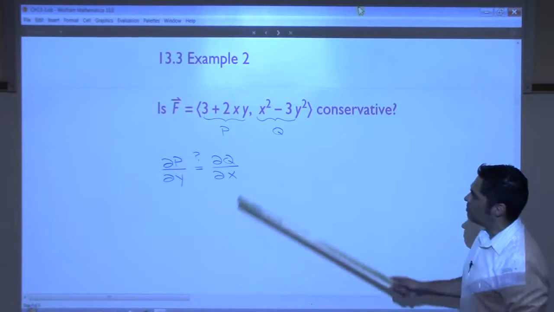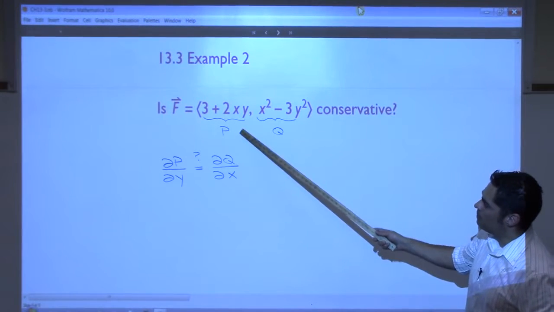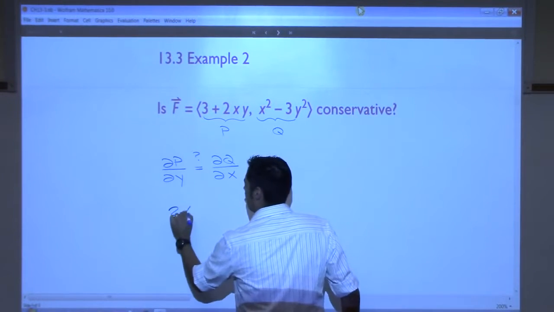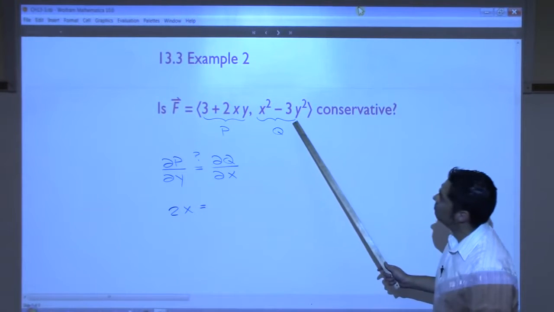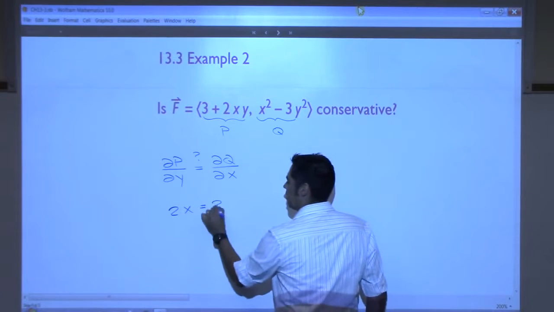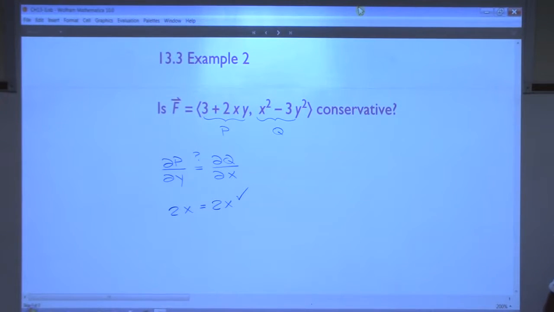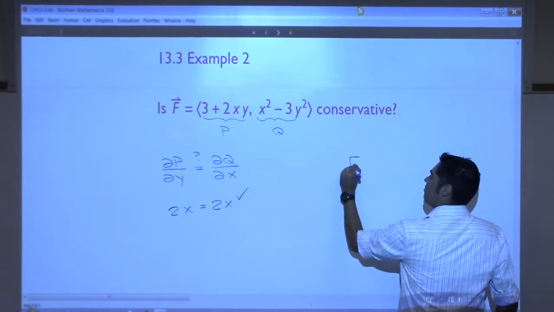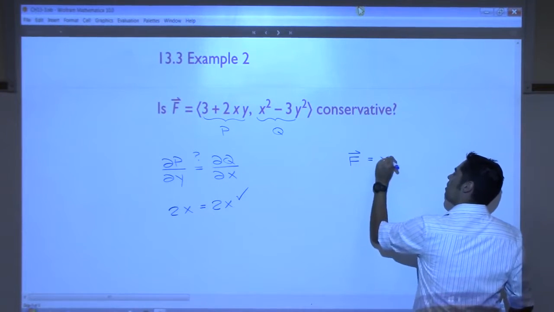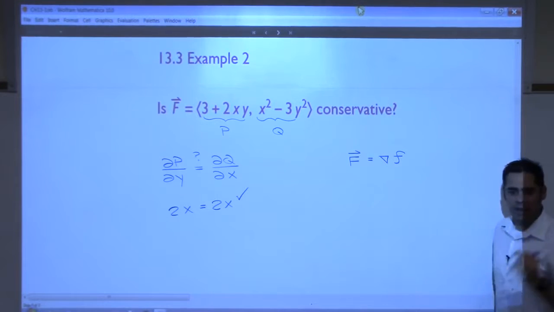Well, what's the partial of P with respect to Y? 2x. What is the partial of Q with respect to X? 2x. These are the same? Check. It is conservative. But that means that F is equal to the gradient of some scalar function. Guaranteed.